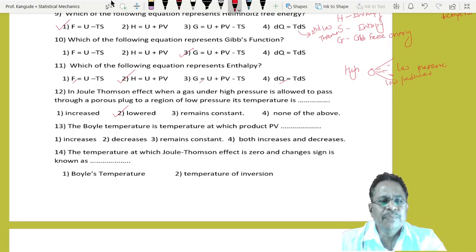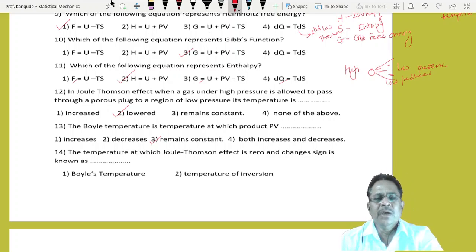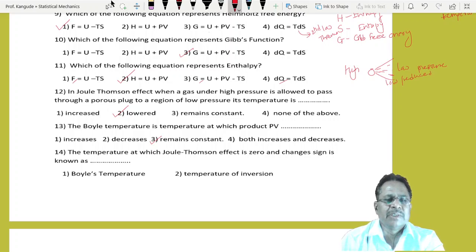Question number 13: the Boyle temperature is the temperature at which the product PV increases, decreases, remains constant, and option 4 is both increases and decreases. So the correct option here is that it remains constant. So the product of pressure and volume remains constant, and such a temperature is called the Boyle temperature of the gas.